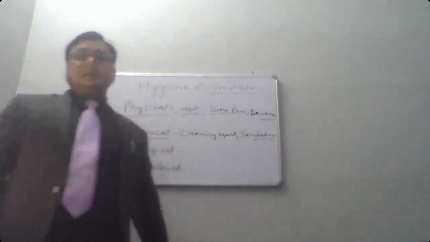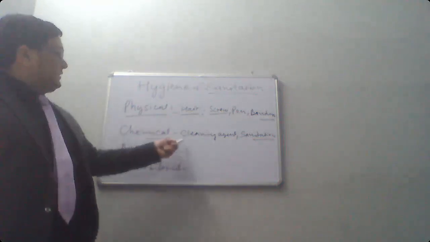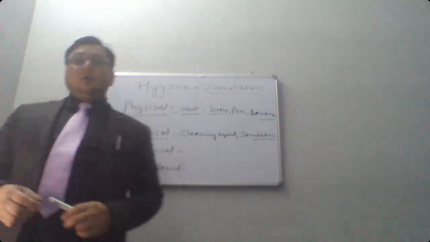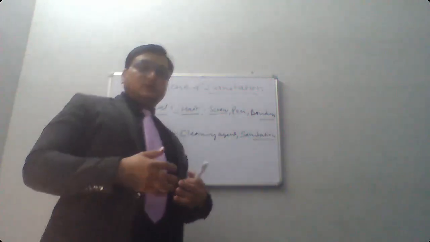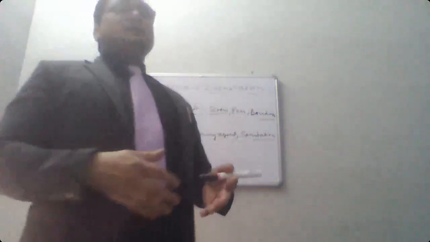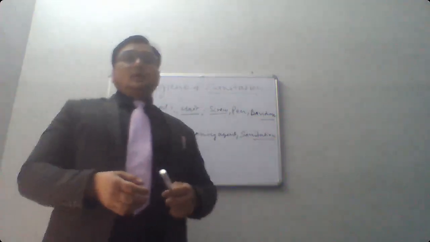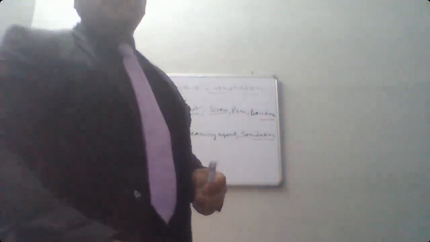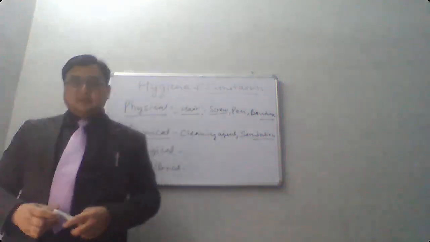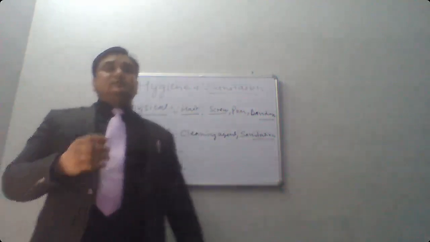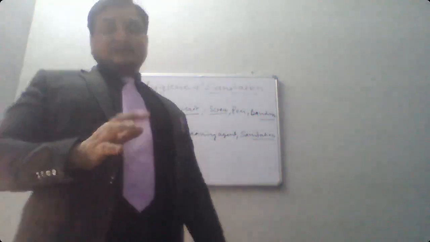Now we talk about the chemical. Chemicals can be cleaning agents, as I said, detergent, pesticide, water, air. They go to these things and contaminate them also. So how do we prevent chemical contamination? First, you have to check that all the utensils are neat and clean.